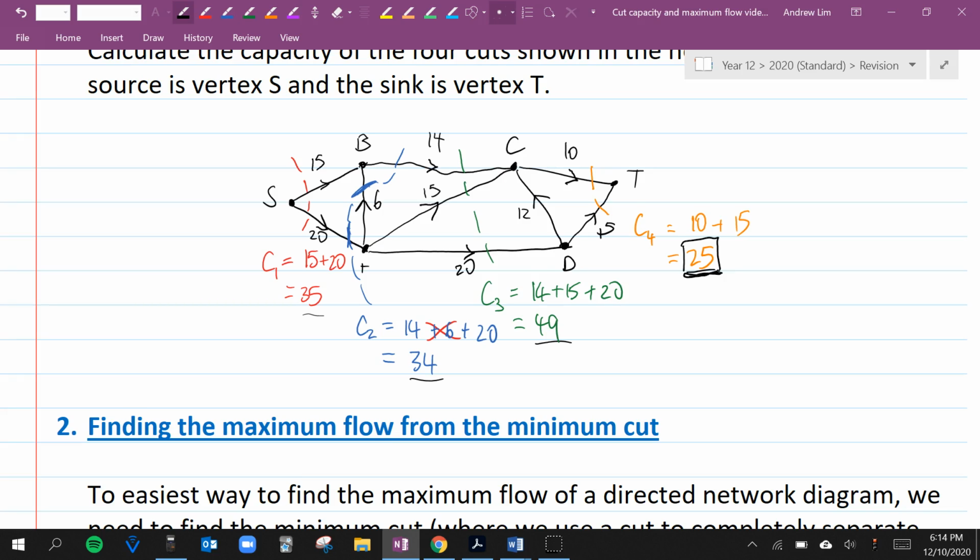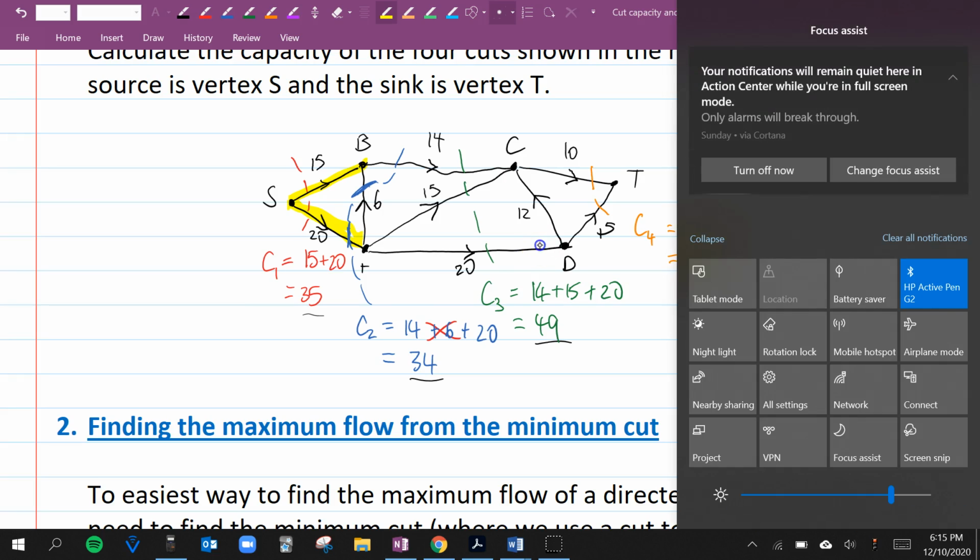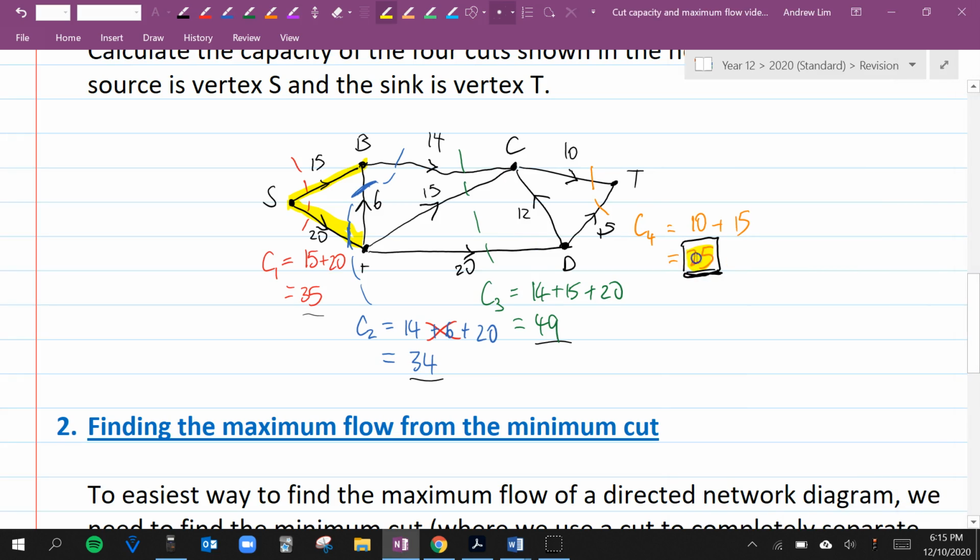So if I'm looking at this network diagram, I can see that, let's assume this is water, that 35 liters of water can flow from the source per hour. However, according to my calculations, the minimum cut is 25. That means only 25 liters of water can end up going to the sink, can end up at the destination per hour.